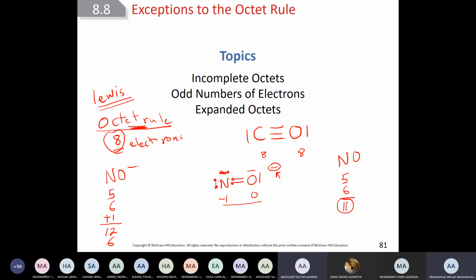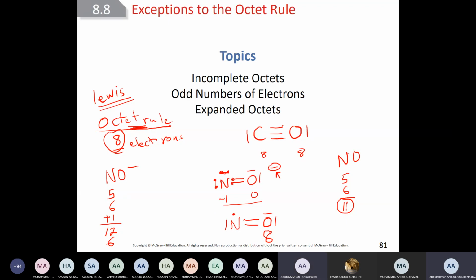Yes. Very good. Let's try it. We will have N, O, and then 1 electron here. This is the structure of NO without charge. How many electrons around the oxygen? 8. Okay, and how many electrons around nitrogen now?